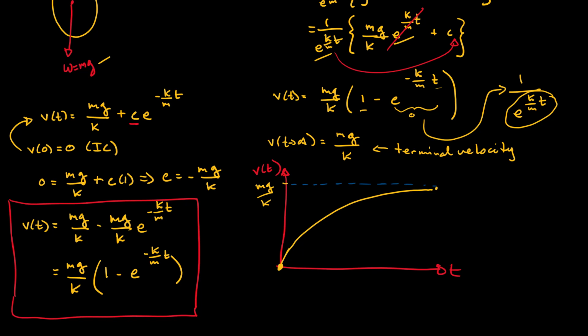Let's recap what we did. We looked at Newton's second law applied to a free-falling body. We assumed that the drag force is directly proportional to the velocity v. This led us to a linear first-order differential equation, which allows us to apply the integrating factor method. This integrating factor method led us to a solution v of t, which is equal to the terminal velocity multiplied by 1 minus e to the power of negative k over m multiplied by t.